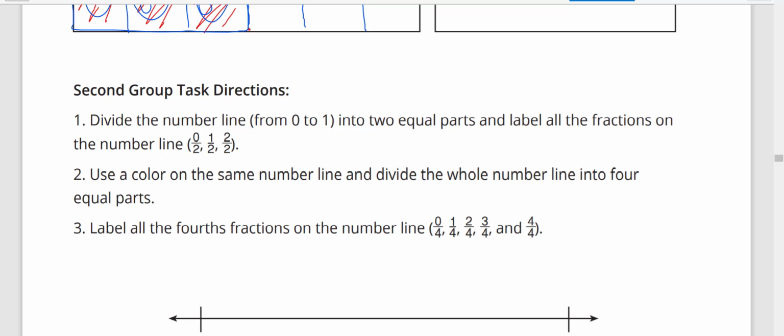Second, the group task directions. Number 1, divide the number line from 0 to 1 into 2 equal parts and label all the fractions on the number line: 0 over 2, half, and 2 over 2.